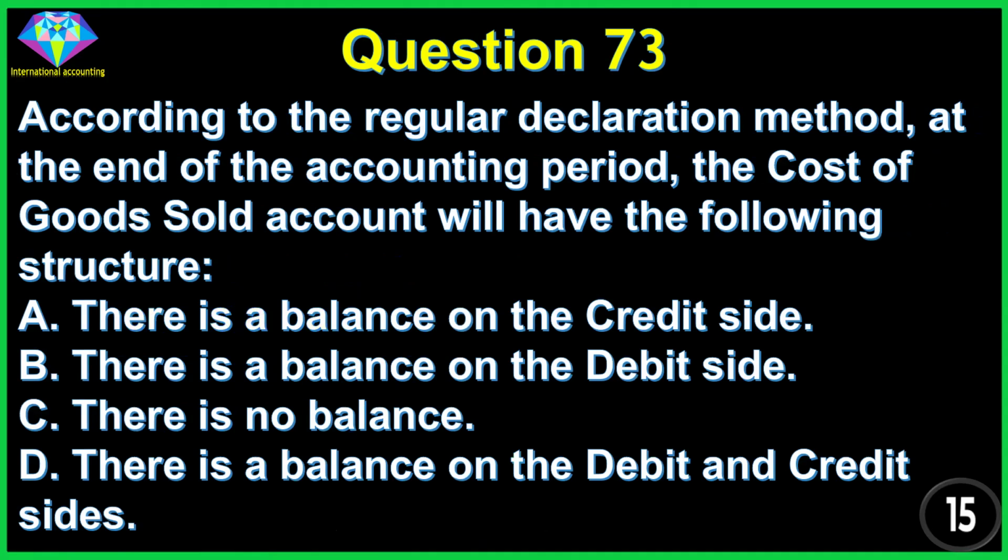According to the regular declaration method, at the end of the accounting period, the cost of goods sold account will have the following structure. A. There is a balance on the credit side. B. There is a balance on the debit side. C. There is no balance. D. There is a balance on the debit and credit sides. C. There is no balance.